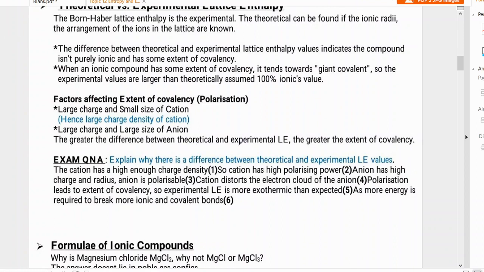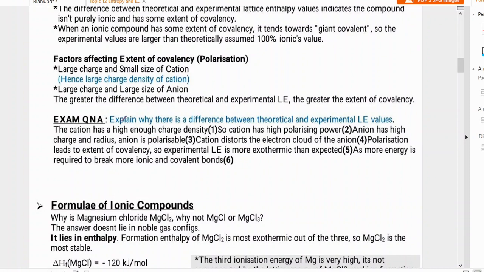The greater the difference between theoretical and experimental energy values, the greater the extent of covalency. Simple as that, but maybe a common marking point that could be missed. So this is a typical exam question. This can come for 3 marks to 6 marks, but commonly comes for 4 marks. I have included all of these points from the mark scheme, so feel free to memorize these as they are given.